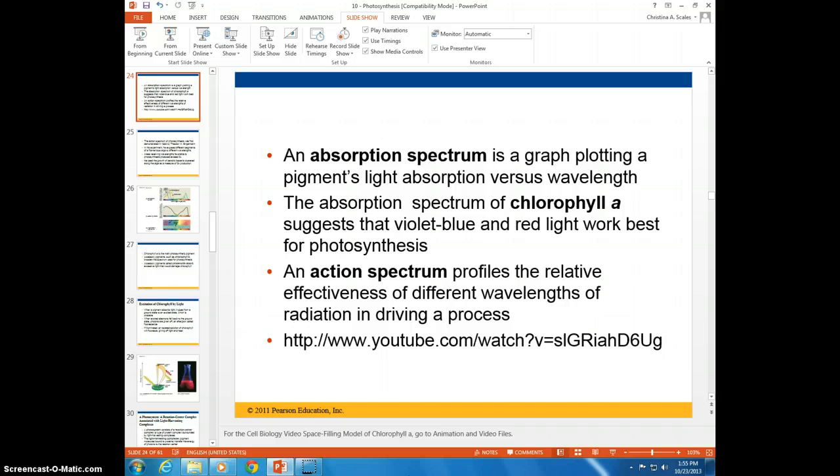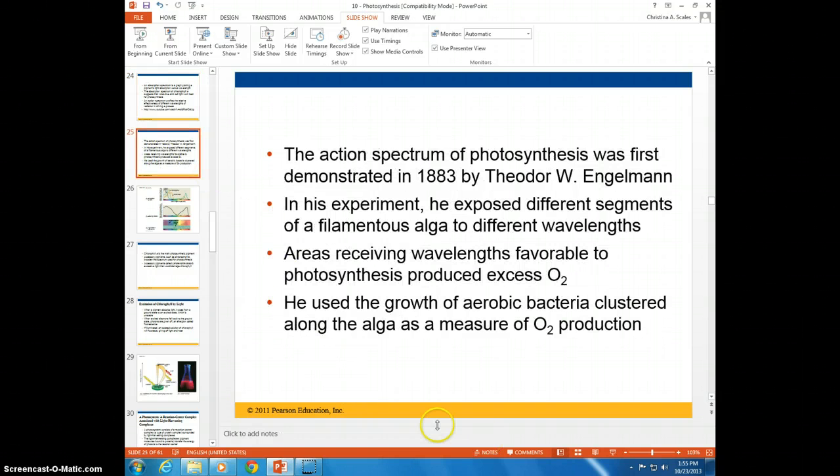Motion spectrum and there's an action spectrum. So the action spectrum of photosynthesis was first demonstrated in 1883 by Theodore W. Engelmann. Anyway, he took different segments of filamentous alga, which is just algae that's very long and stringy and looks like filaments.